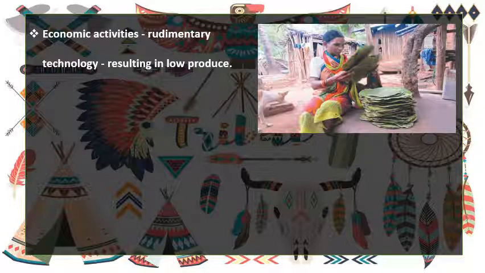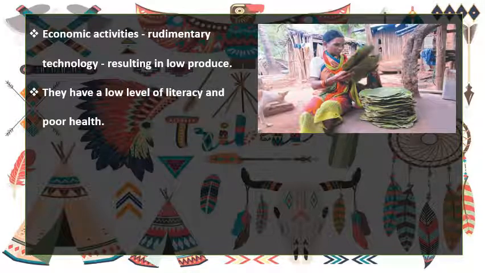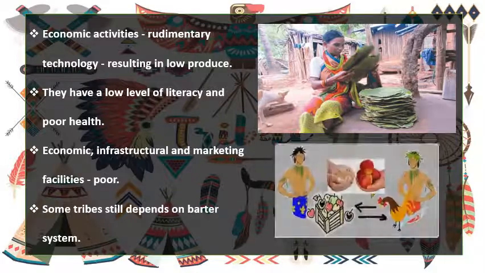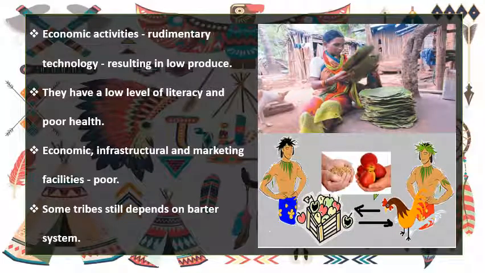Due to the use of outmoded techniques, their production is insufficient, and due to insufficient production, they cannot fulfill their basic needs. They have a low level of literacy and poor health. Their economic, infrastructural, and marketing facilities are also poor. Some tribes still depends on barter system. These are few causes which makes them economically backward. Tribal people are still leading a hand-to-mouth existence.